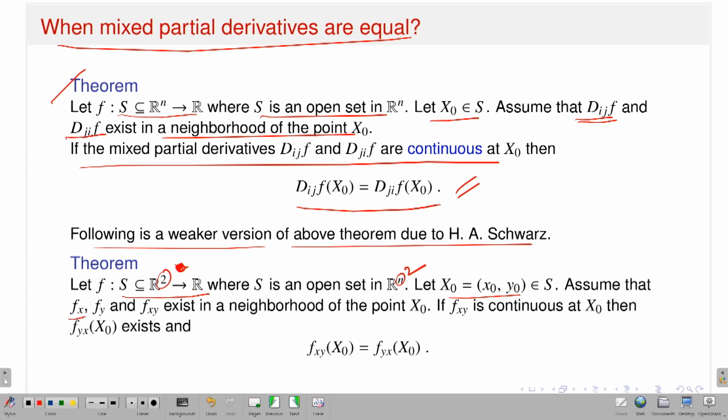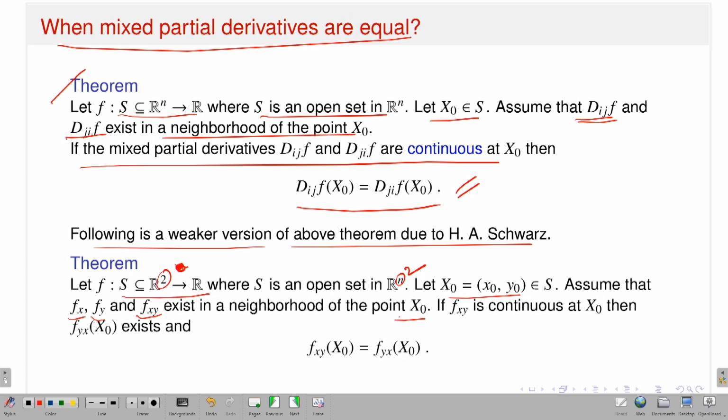What I am assuming is the first order partial derivative of f with respect to x, the first order partial derivative of f with respect to y, and one of the mixed derivatives, that means f suffix xy: first you perform del f del x and then take del y of del f del x. So if these three exist in a neighborhood of the point x naught.